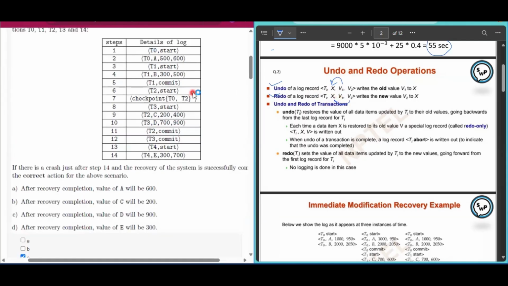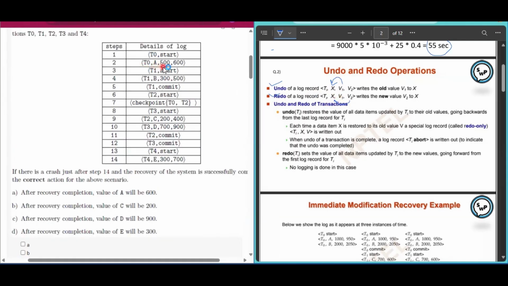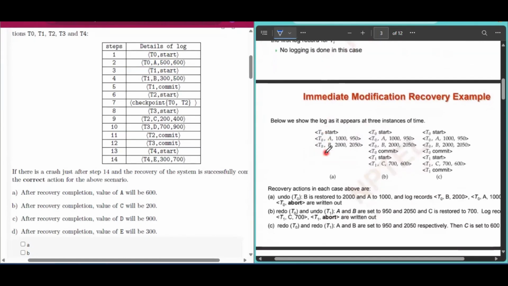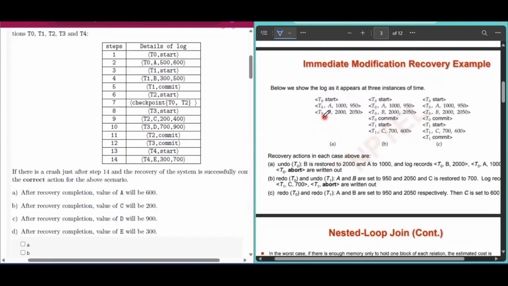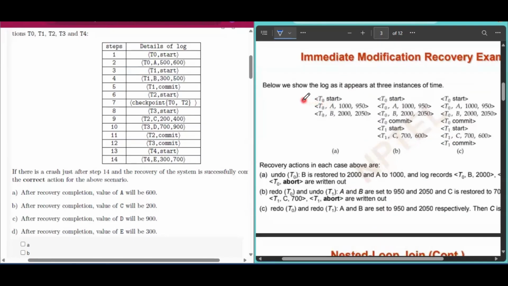Okay, now what is X? If we consider these log records, that is T0, A, 500, 600, here X is A and the transaction is T0. So when do we have to do undo operation and when do we have to do redo operation? If we look at these three examples, then our confusion will be cleared. Now for the first one, T0 is started, right? But T0 is not ended. That means this T0 transaction is still running. And in this case, we have to do undo operation. If we do undo operation, then this V1 value, that means 1000, will be stored to A, and this 2000 value, that is the V1 value for this transaction, will be stored to B. That means if we see undo T0, B is restored to 2000 and A to 1000.